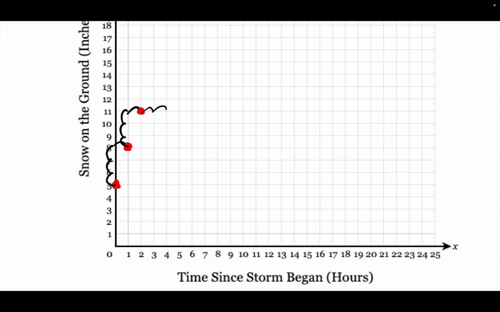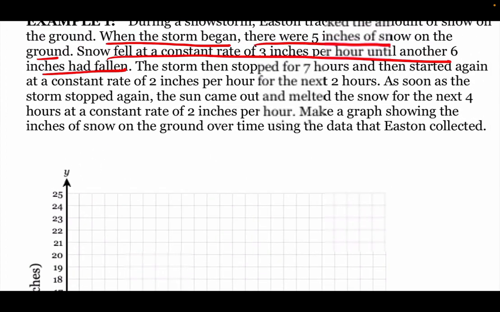So 1 hour, 2 hours, 3 hours, 4 hours, 5 hours, 6 hours, 7 hours, it's going to flat line. It's not going to go up or down for 7 hours. It's going to stay the same. Because the snow didn't go up, it didn't go down. Okay, good there. So far we're at 9 hours. We're at 9 hours and the snow is 11 inches high, sorry. Okay, so I got this part.